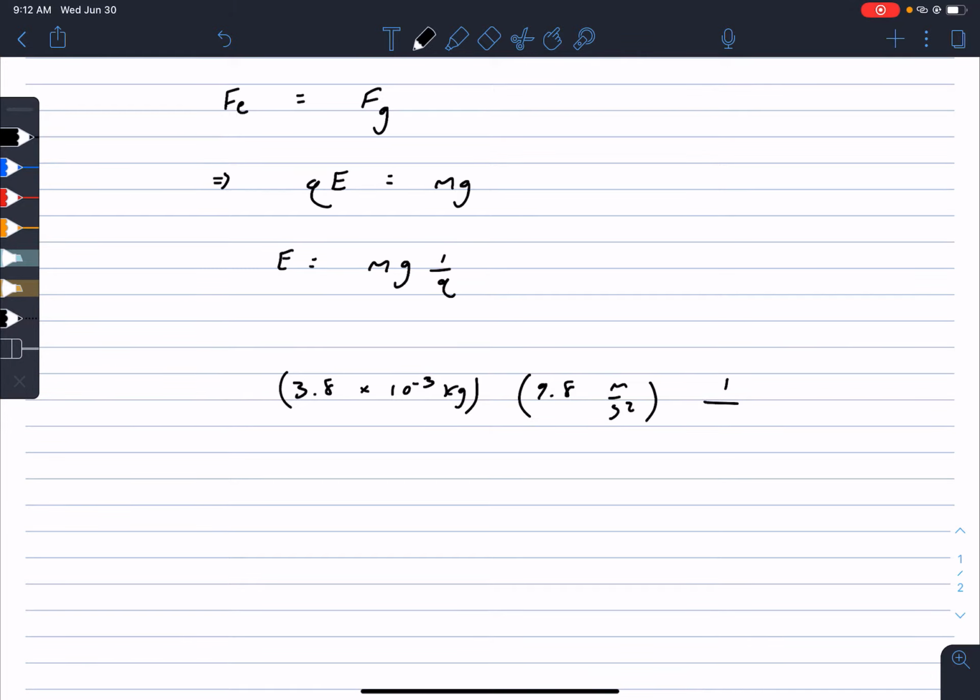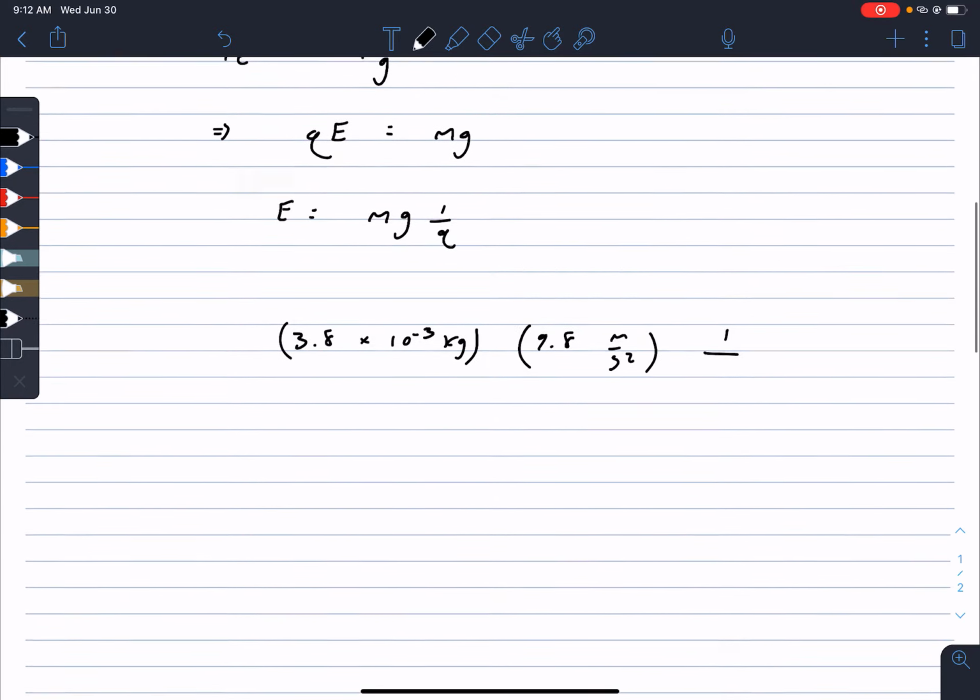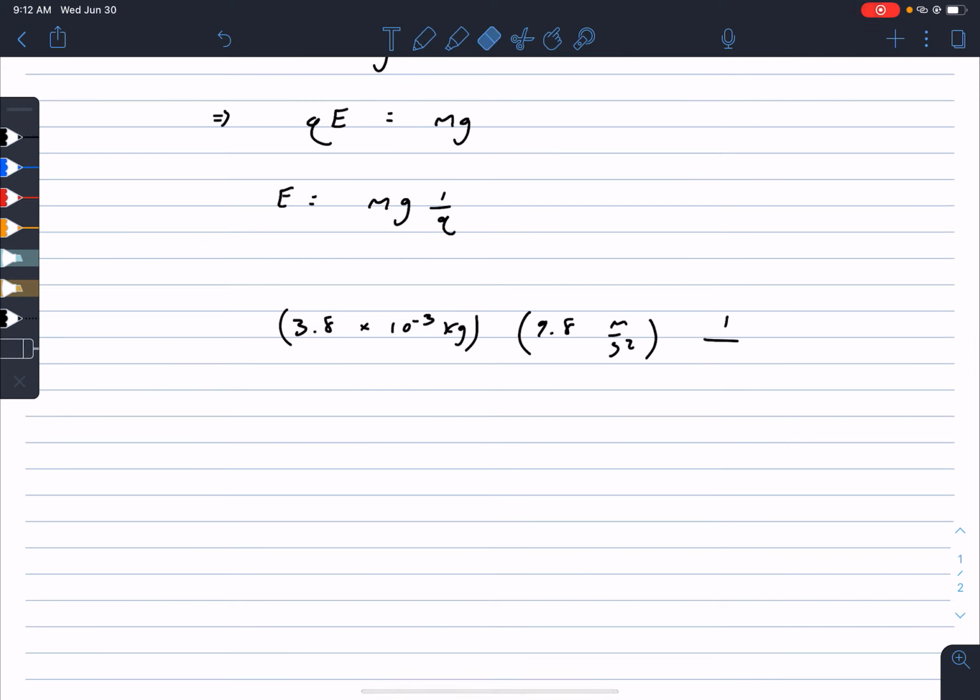1 over, what was it? It was 18 microcoulombs. Negative 18 times 10 to the negative 6 coulombs. Nope, sorry, that's not squared. Okay, and that gives us a value of approximately 2.07 times 10 to the 3 newtons per coulomb for our electric field, which is what I got.